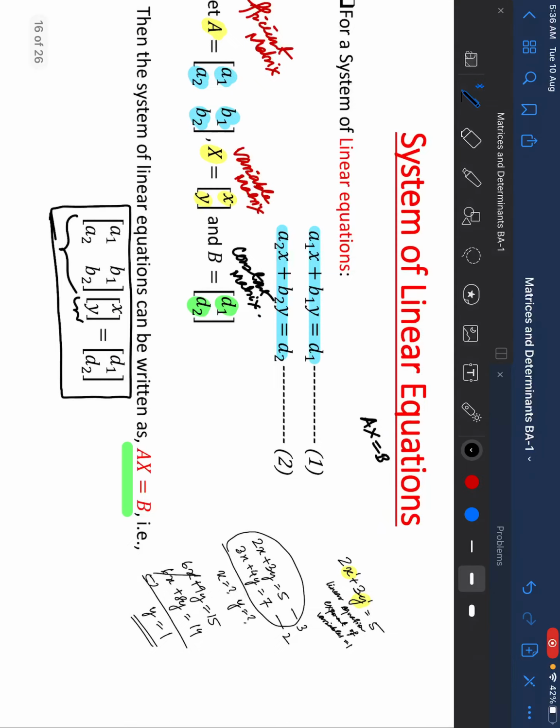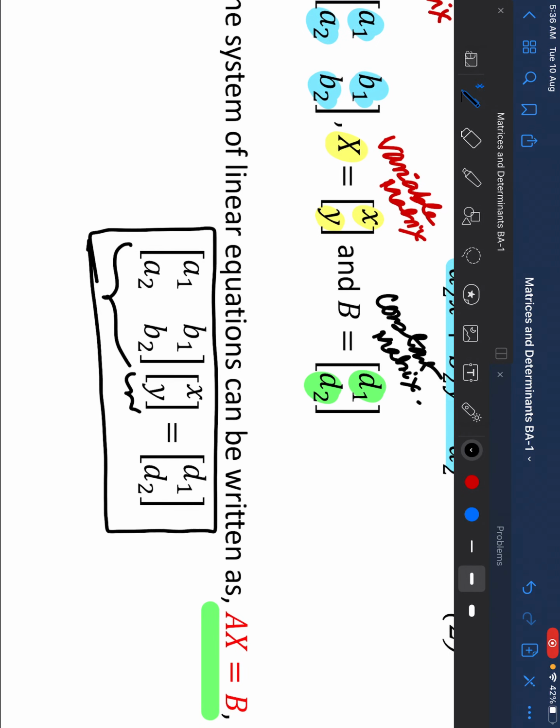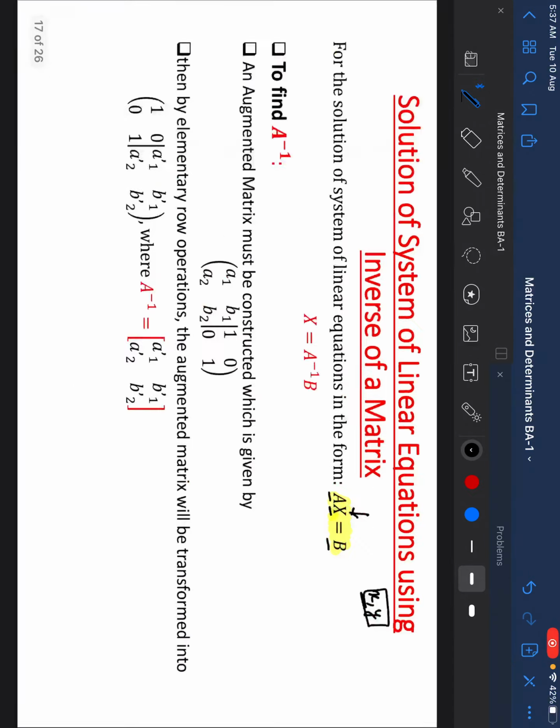Look here carefully. What is matrix A? Capital A is my coefficient matrix, that is a1 b1 a2 b2. Then this is the variable matrix, that is X, and this is my constant matrix B. So here we have to find this matrix X, the variable matrix. In order to find X, what do I need to do?